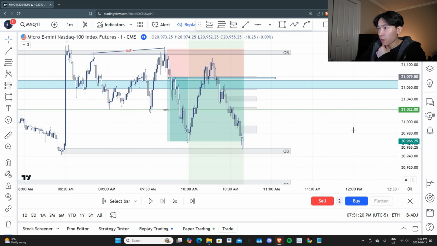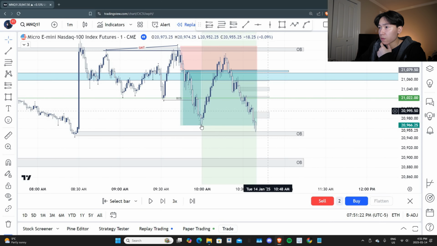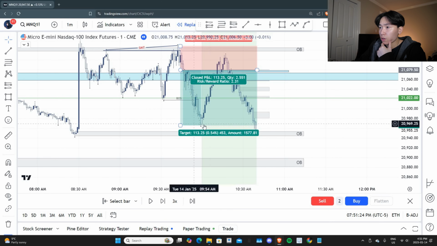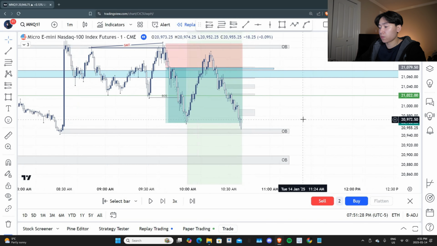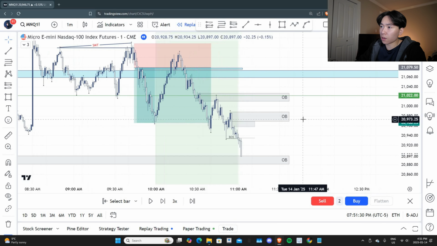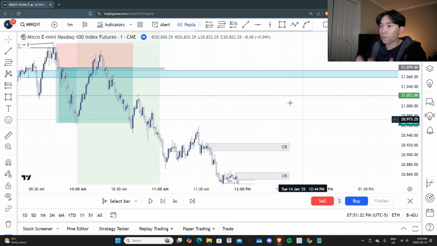We took partials right over here, 4 contracts off, and the rest was a runner left at this low right here, right? And as you can see, price ended up just completely dumping even lower.